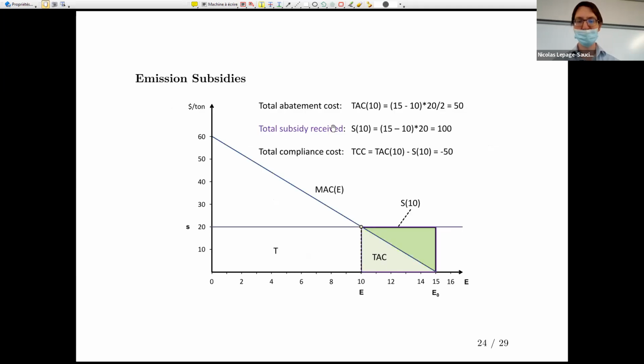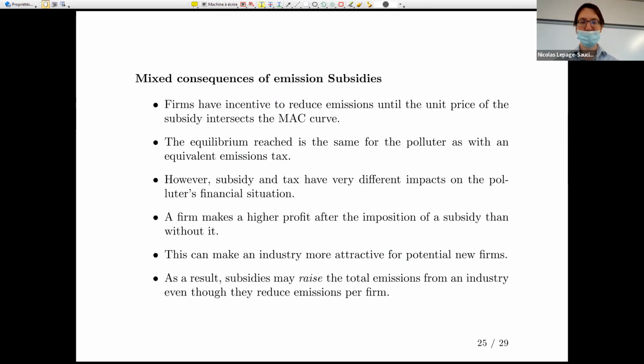So that's the situation. The total abatement cost is always the same, so it's 50. The total subsidy received is 50 minus 10, times 20, times 20. So that's 100. And the total compliance cost for the firm is the total abatement cost minus what the firm receives, so here it's minus 50. So the firm is very happy. It receives $50. Subsidies have mixed consequences, to say the least.